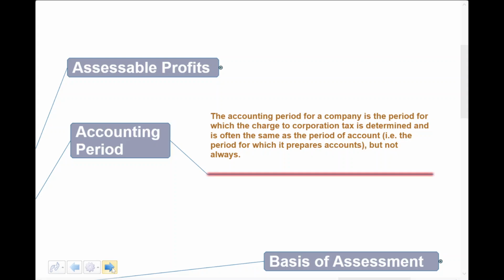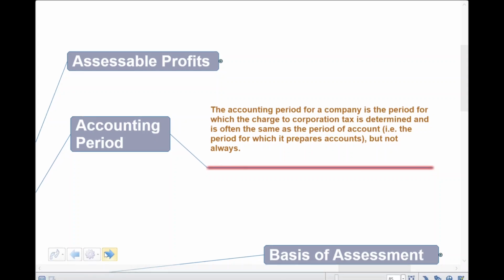What about the accounting period? We referred to that up top. What we mean by accounting period, broadly speaking, is often the same as the period of account. So, for example, a company makes accounts up to 31st of December. That's the accounting period. Now, it doesn't always have to be like that, because you could have a long period of account. You'd have to split it into 2 accounting periods, because a chargeable accounting period can't be more than 12 months. Okay? So we've seen assessable profits, we've seen accounting period.